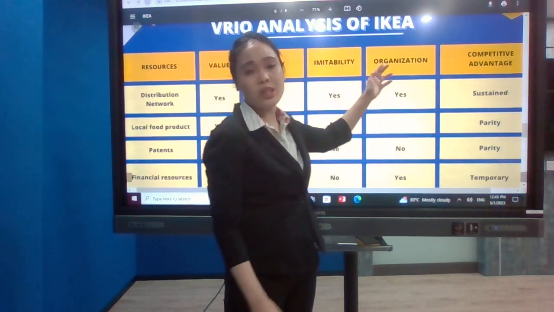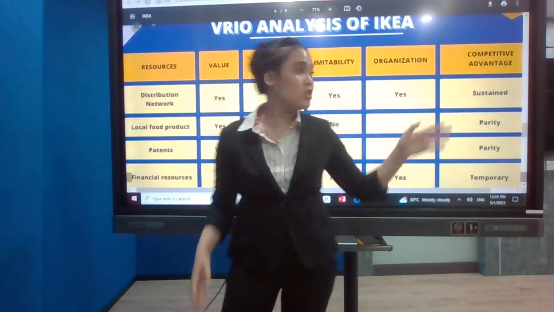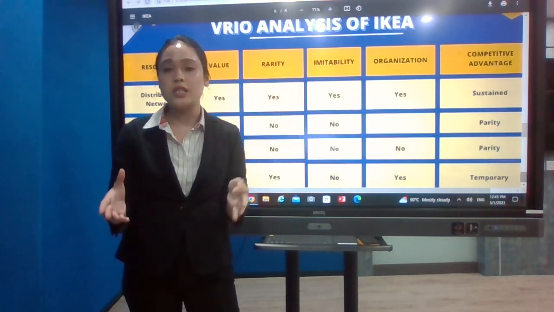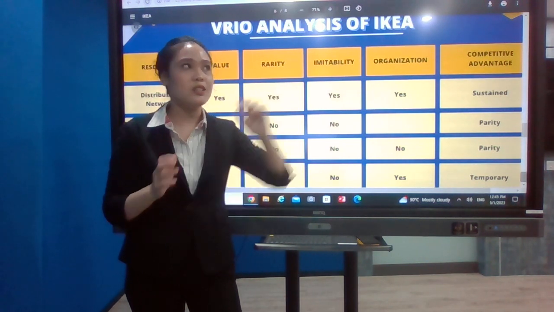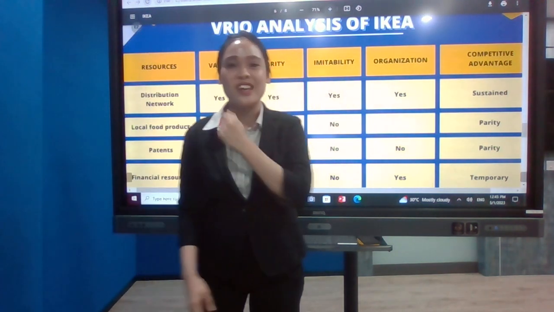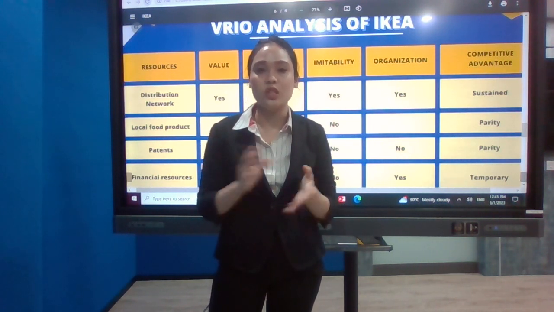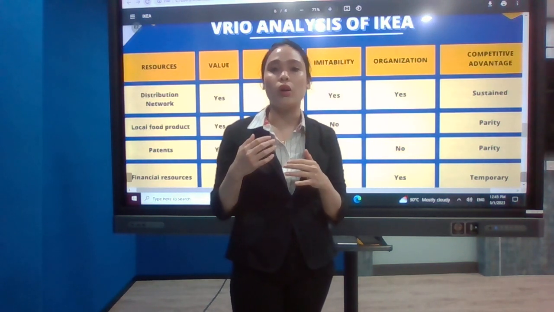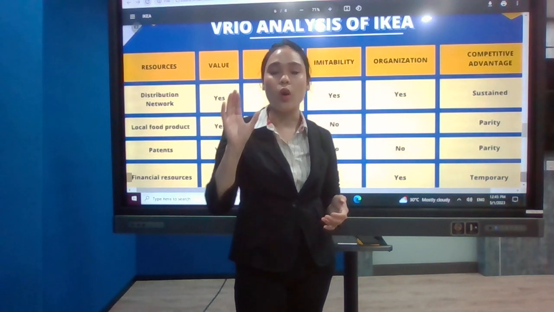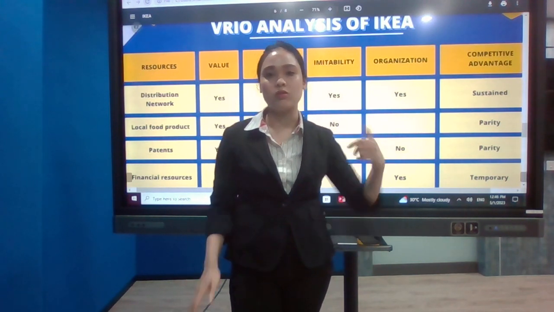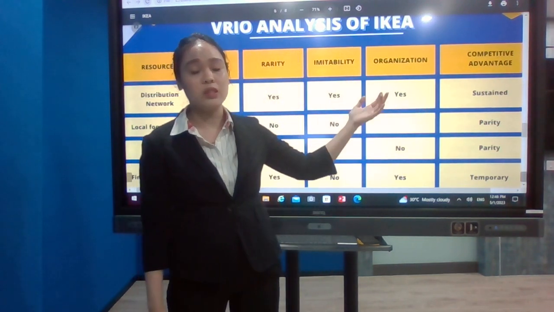Now we move to the last one, organization in distribution network, which is yes. So the distribution network of IKEA is a sustained competitive advantage as identified by the VRIO analysis of IKEA, which is that IKEA uses this network to reach out to its customers by ensuring that products are available in all of its outlets. So therefore, this resource proved to be a source of sustained competitive advantage for IKEA.